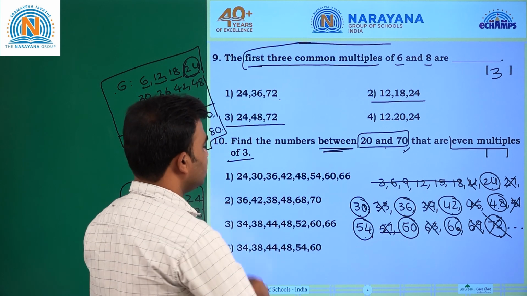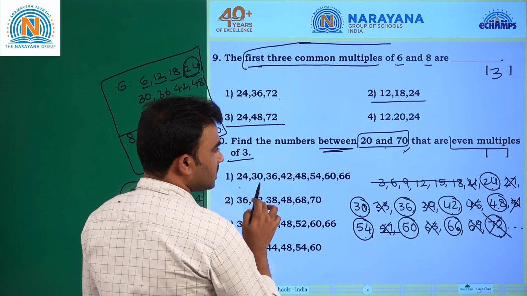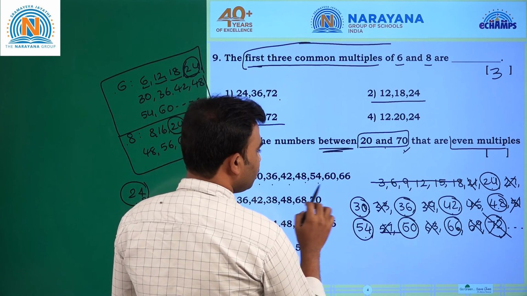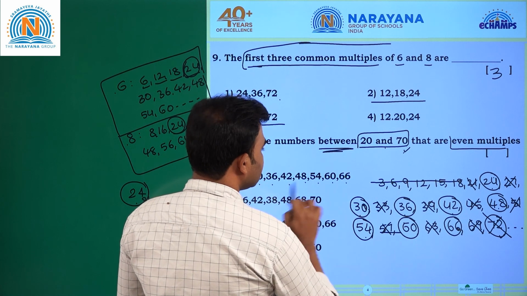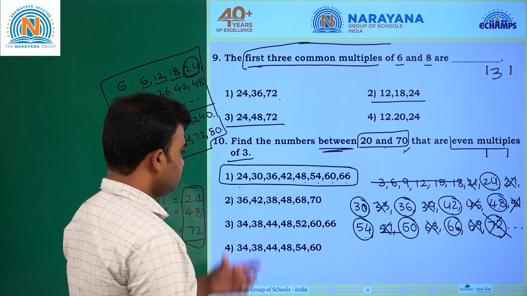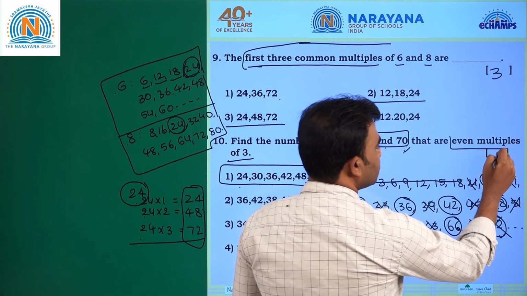Now check it in the options. 24, 30, 36, 42, 48, 54, 60 and 66. This is our answer. Option 1 is our answer.